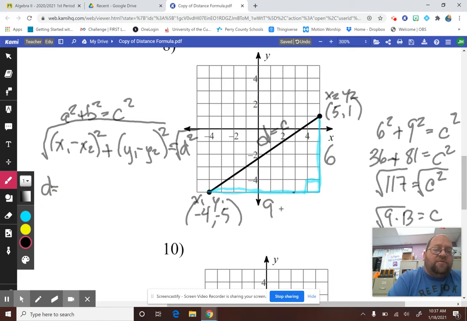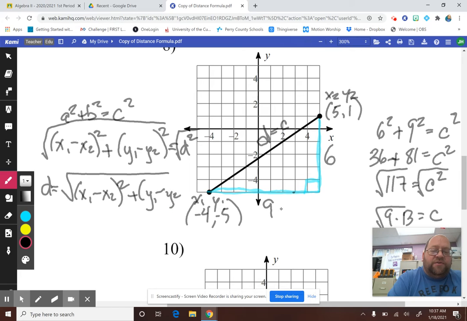So d equals the square root of x1 minus x2 squared plus y1 minus y2 squared. Okay, this is your distance formula right here. So really what you're saying is you're taking the difference of your x's and squaring them. You're adding to that the difference of your y's squared, and then you just take the square root of the whole thing, okay?